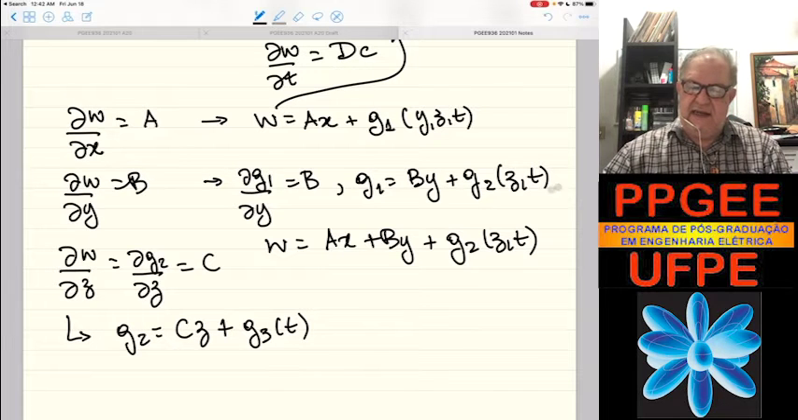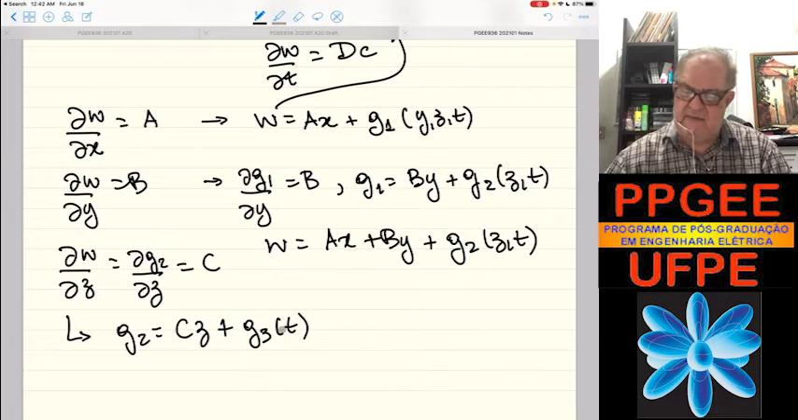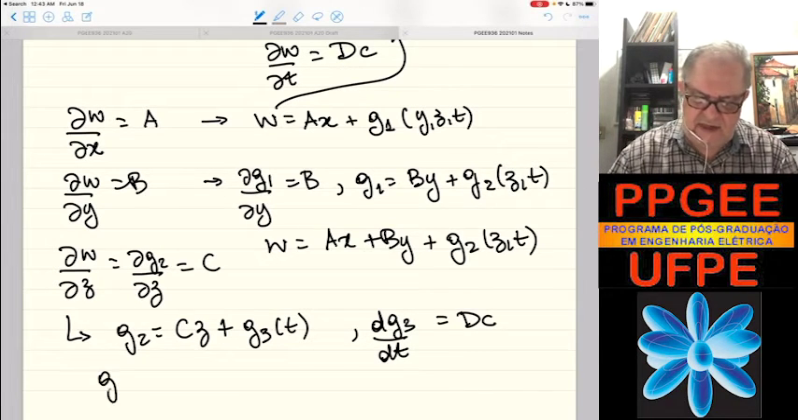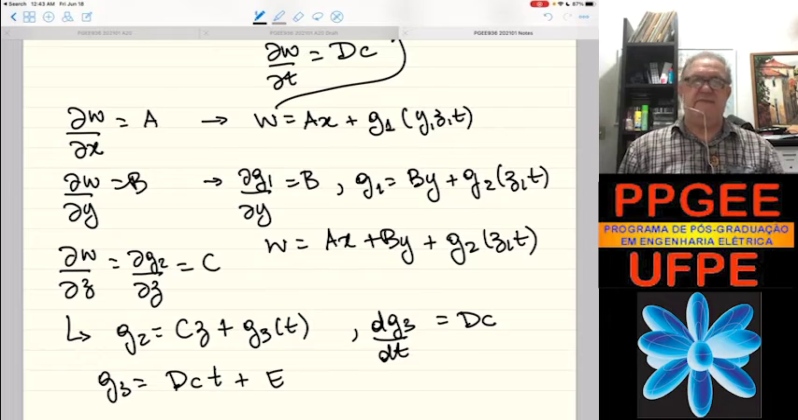So finally, the W dt equals D times C. So if you make the derivative here, it's going to be total derivative equals D times C. So G3 equals dCt plus E. Right? So that's what we got.